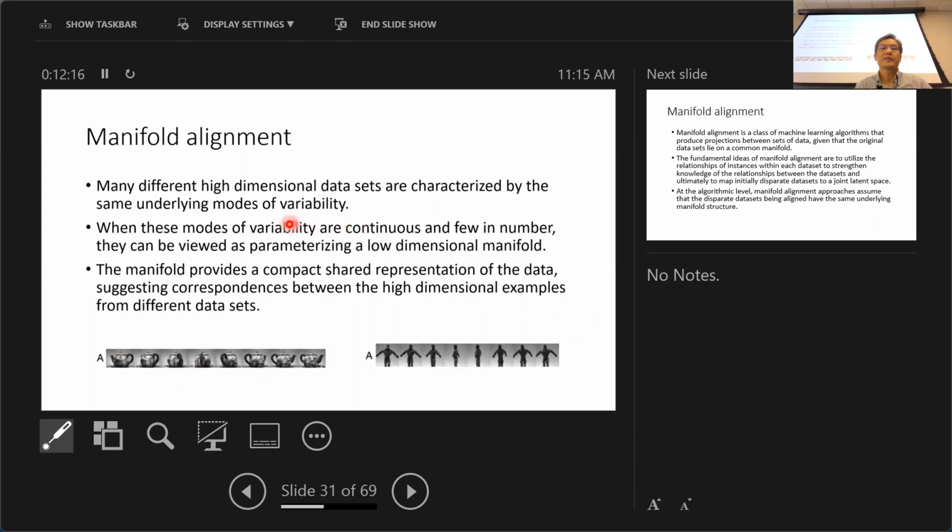These are characterized by the same underlying mode of variability. So you treat this movement, the shape of the data collected from different angles, and project this object and this object into the shared manifold and make them aligned. So you can put this and the corresponding frame of this data together. It will make a link between them.